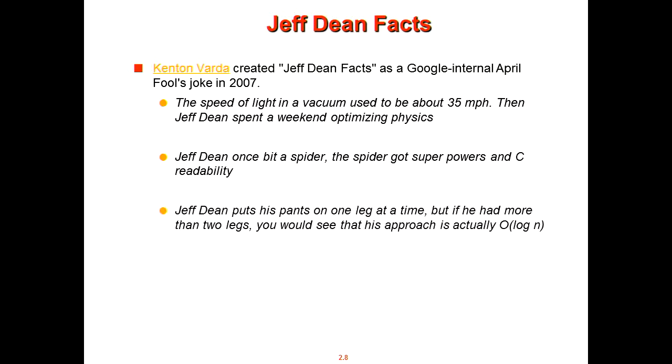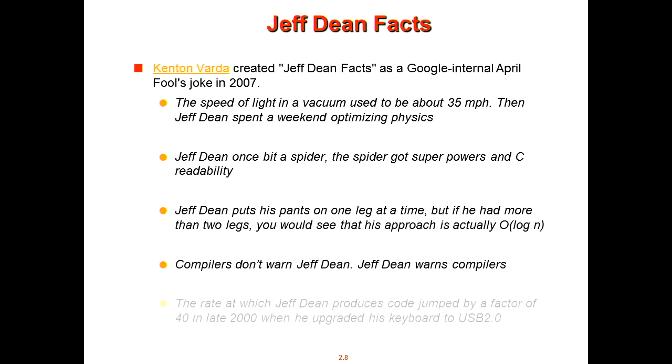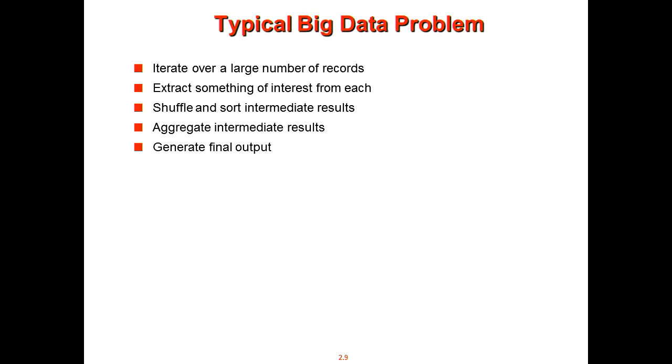And Jeff Dean puts his pants on one leg at a time, but if he had more than 2 legs, you would see that actually his approach, the complexity is O(log n), not O(n). And compilers don't warn Jeff Dean, Jeff Dean warns compilers. And the rate at which Jeff Dean produced code jumped by a factor of 40 in late 2000 when he upgraded his keyboard to USB 2. Oh, this must be a very old joke. Okay, it's USB version 2. So there are many jokes about Jeff Dean, and this is a very famous guy. He's still at Google, leading many interesting projects.